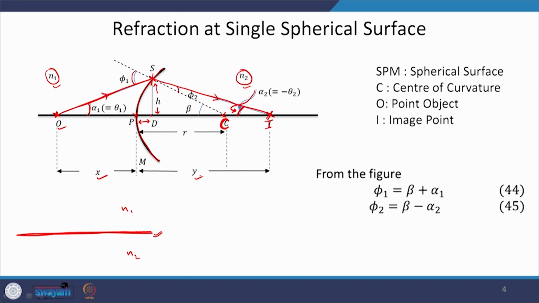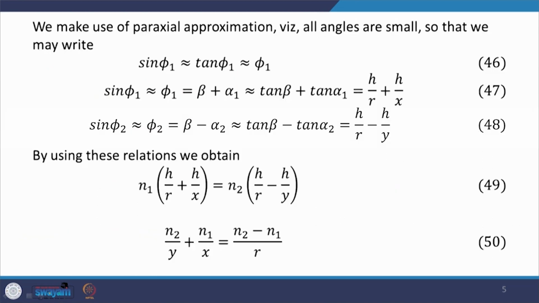Now, we will apply some geometry in this figure, and from the figure we can see that phi 1 is equal to beta plus alpha 1, and similarly phi 2 is equal to beta minus alpha 2. This phi 1 is an exterior angle, and therefore it would be equal to beta plus alpha 1, and similarly phi 2 is equal to beta minus alpha 2.